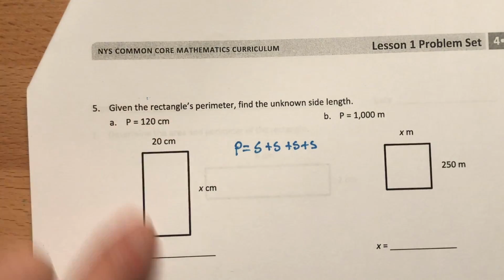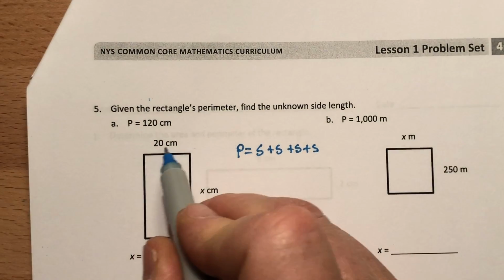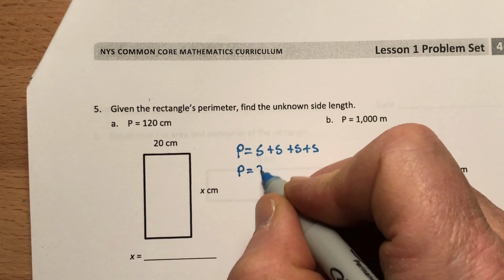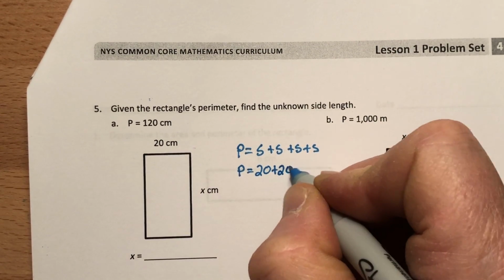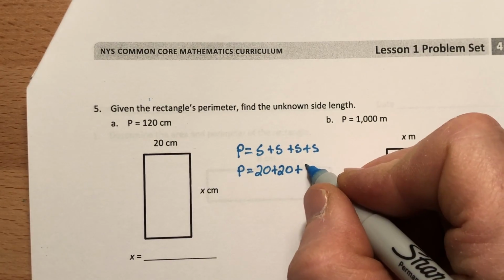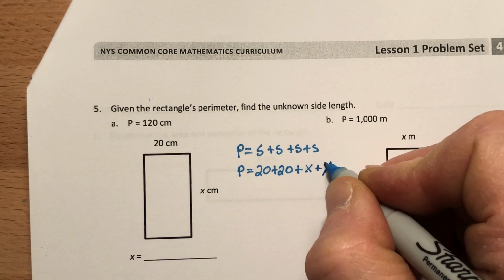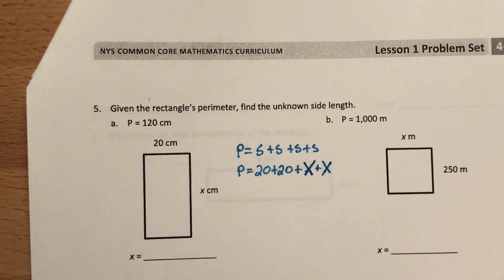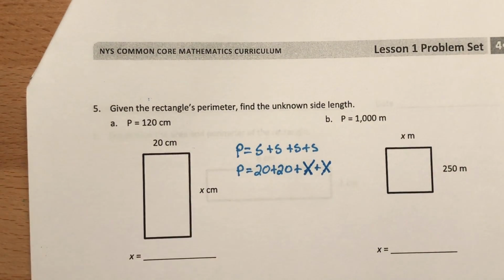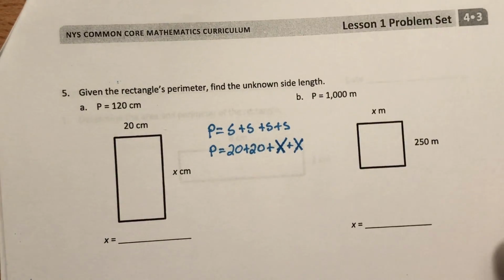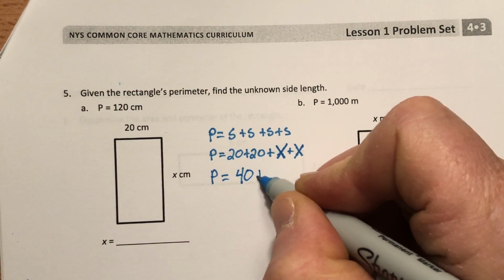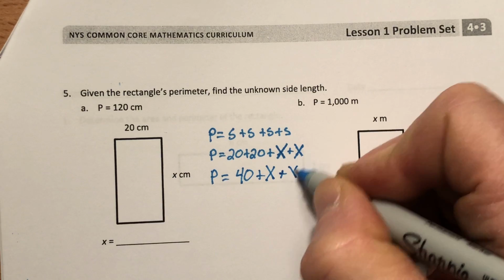That's what perimeter is, all these sides added up. So I know that this side's 20 and this side's 20, right? So this perimeter is equal to 20 plus 20 plus, let's see, x plus x. I wish they'd use a different letter than x because they look too much like multiplication signs, okay? Because this x is equal to this side, right? All right, so I know what 20 plus 20 is. That's 40, right? So my perimeter equals 40 plus x plus x.